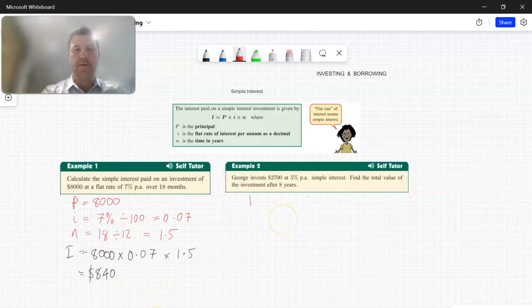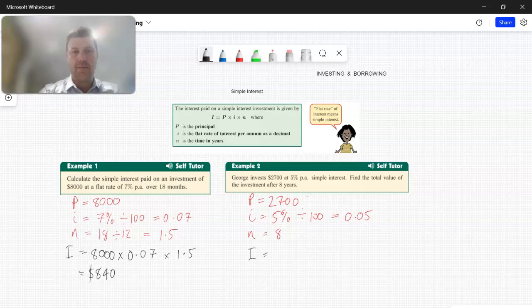So I'm going to do the same thing for the second example. I'm going to identify principal, which in this case is $2,700 that George invests. The flat rate, or the interest, is 5% per annum. Converting it to a decimal, I'm dividing by 100, which is 0.05. And the time in years, or the number of years, this time's already given to me in years, it's 8. So just put those values straight into the formula.